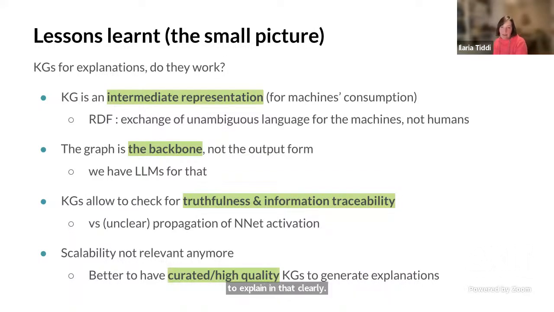And finally, scalability, which was part of the picture at that time. How can we deal with very large knowledge graphs, and integrate as much knowledge as possible? Well, actually, this is not that relevant anymore. What people are really aiming for, and we also saw this when collaborating with industries, is that it's much better to have a high quality knowledge graph, curated by experts, to generate explanations rather than having a very large knowledge graph.